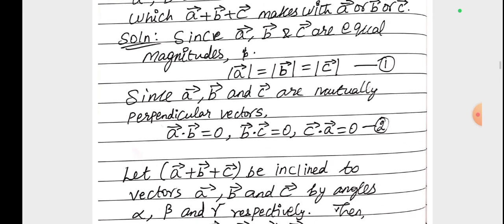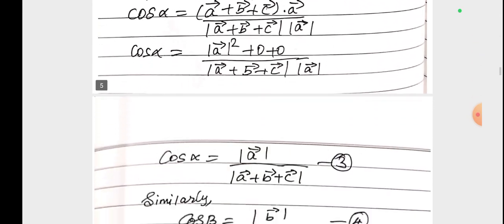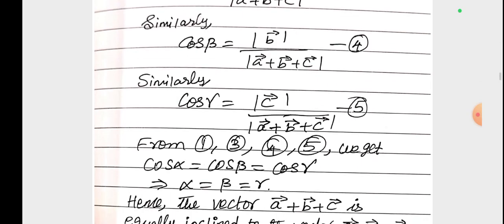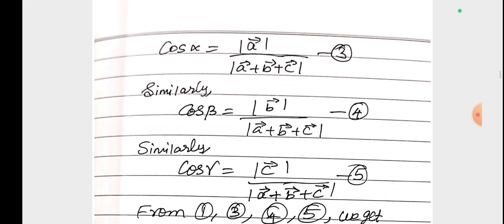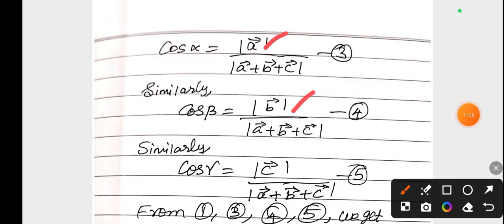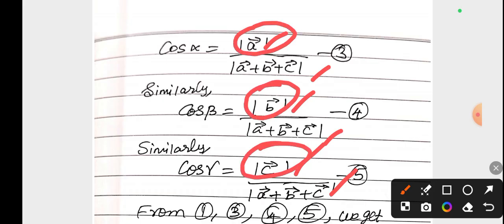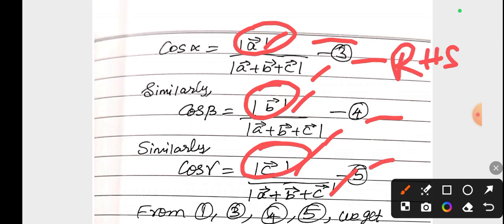What is the first equation now? All the three magnitudes are equal. Magnitude of A, magnitude of B, magnitude of C, all are equal. The denominator is already equal, that means the RHS are equal. How is the RHS equal? Magnitude of A vector, magnitude of B vector, magnitude of C vector are equal from the first equation, and the denominator is already equal. So the third equation RHS, fourth equation RHS, fifth equation RHS are all equal. Then what about the LHS?